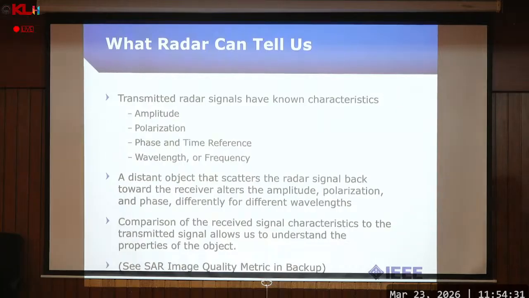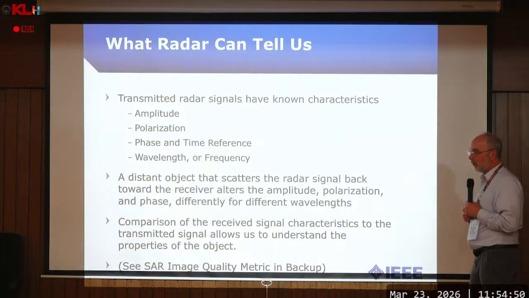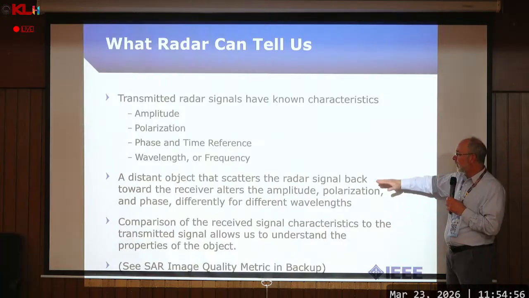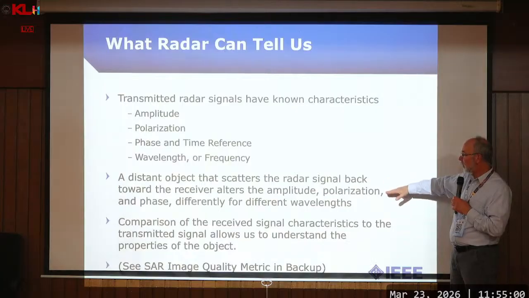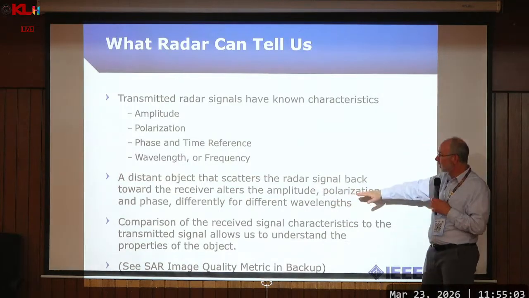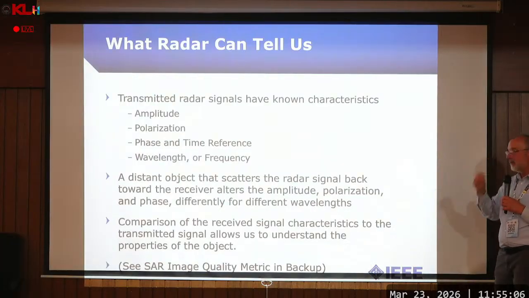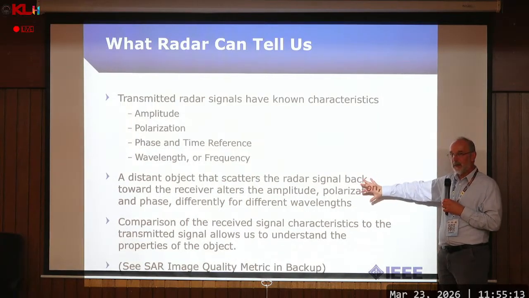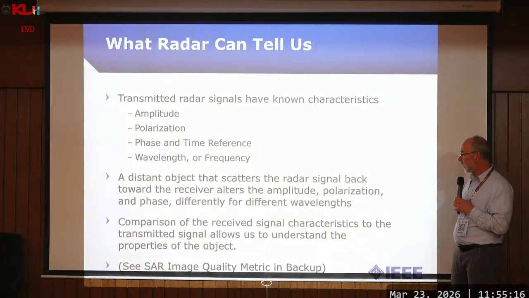So what can radar tell us? It can tell us many things about the Earth. We have the ability to control the amplitude of the transmitted signal. We can control the polarization, as I mentioned, the orientation of the electromagnetic wave that we send. We control the time and the phase very precisely, and we can choose our wavelength accordingly as to what we're interested in. So the distant object will scatter the signal back towards the receiver, and it alters the amplitude, phase, and polarization, just like that echo example I gave you, and it will do it differently for different wavelengths. We can take that information and try to invert it for what is happening on the ground.